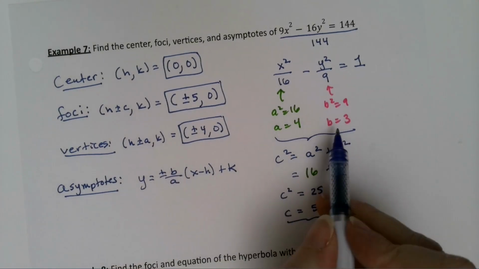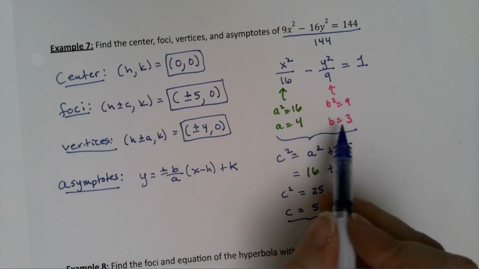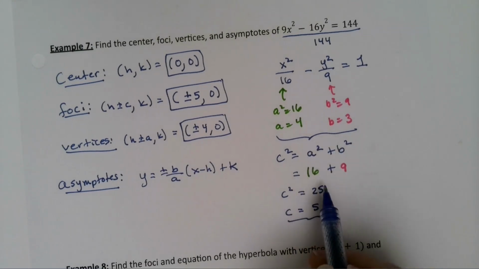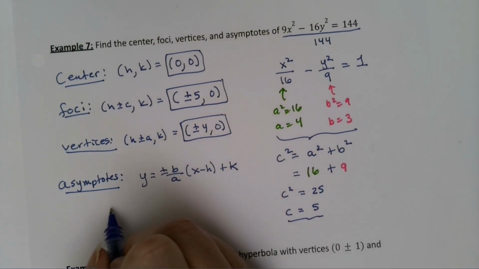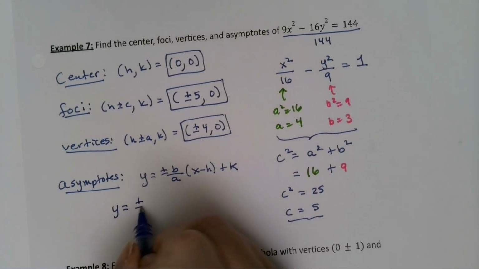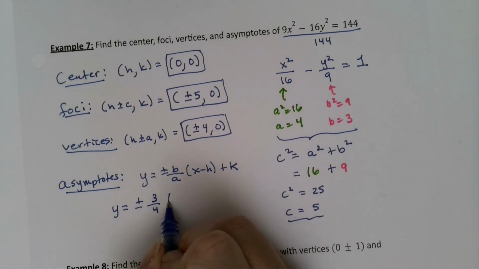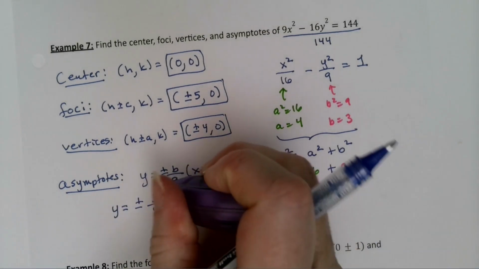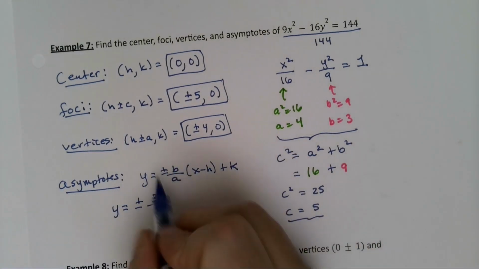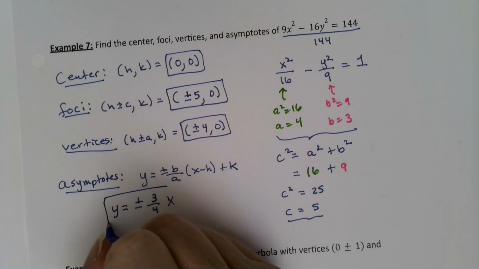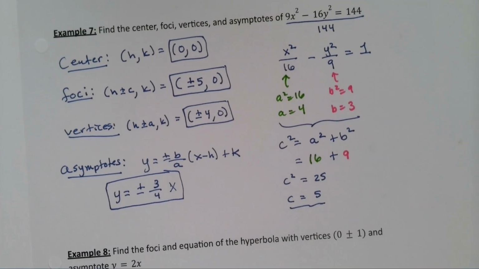So this is where 3 comes in. If you were wondering, like, why did we find B? Well, we found it for the sake of finding C, but we also find it for this. So y equals plus or minus 3 divided by 4, and then it's actually just going to be x, because h and k are both 0. And there we have it.